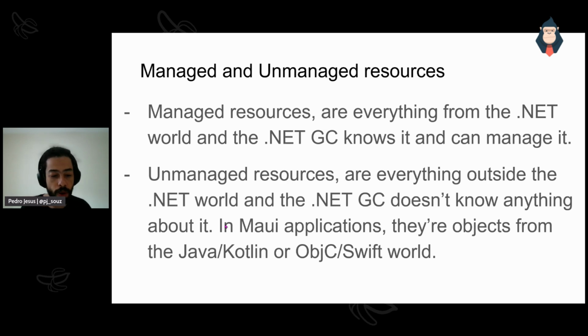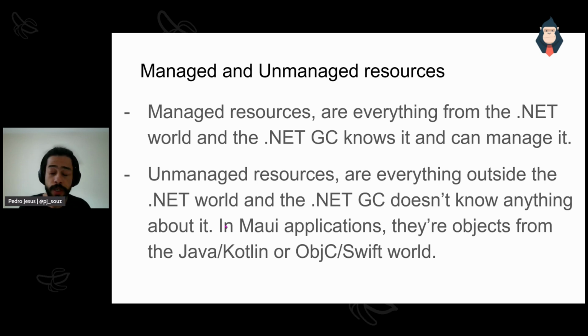So for example, on Android, if you create an accessibility listener that inherits from Java Lang Object in those Android interfaces, then you create on the .NET world that object called the accessibility listener, but on the Java and Android world, you create a Java object. And this Java object cannot be handled by the .NET garbage collector. So it may cause leaks.